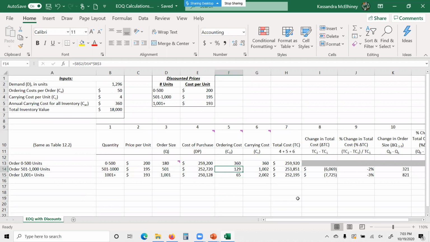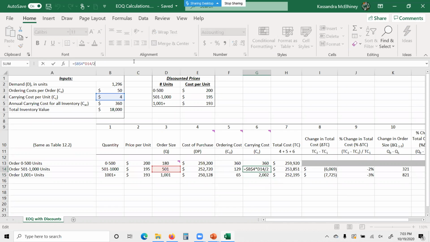Bottom one. So cost of ordering is going to be less. We're ordering in a higher quantity, of course. We're ordering a fewer number of times per year. But we got a lot more goods that are just sitting in inventory. So our carrying cost is calculated using our carrying cost formula as our carrying cost per unit times the average inventory.